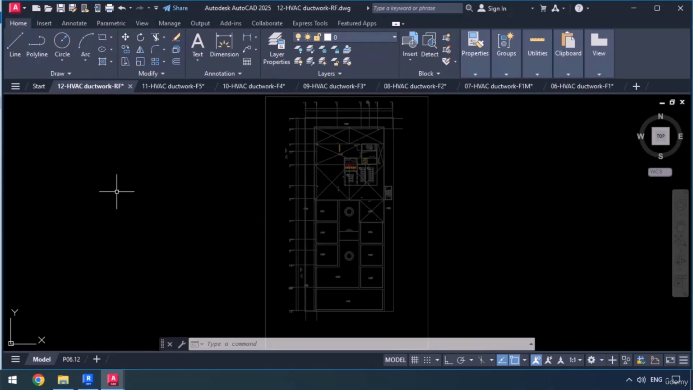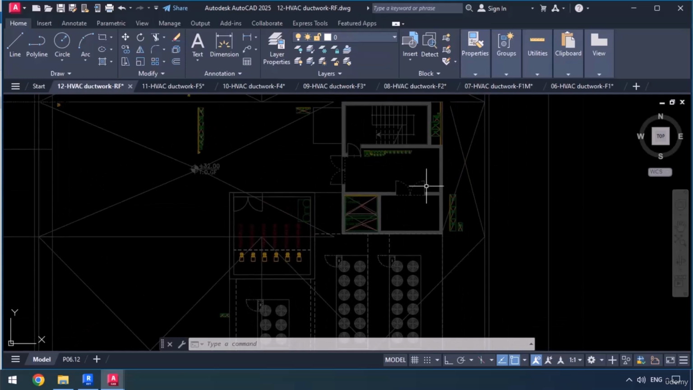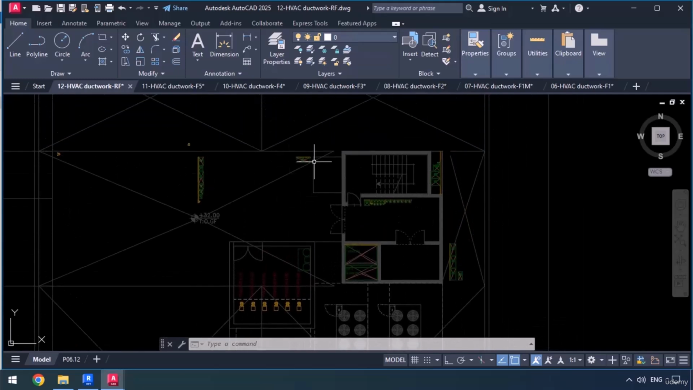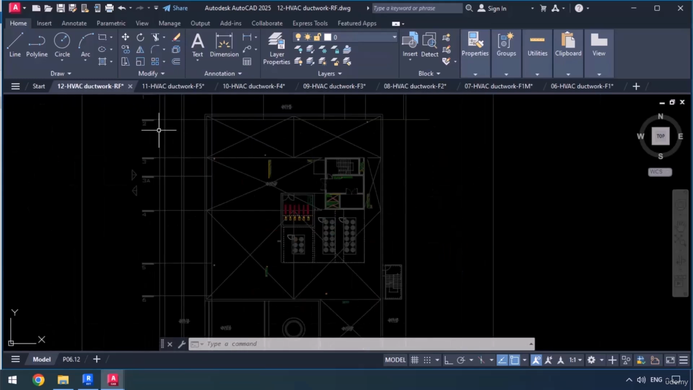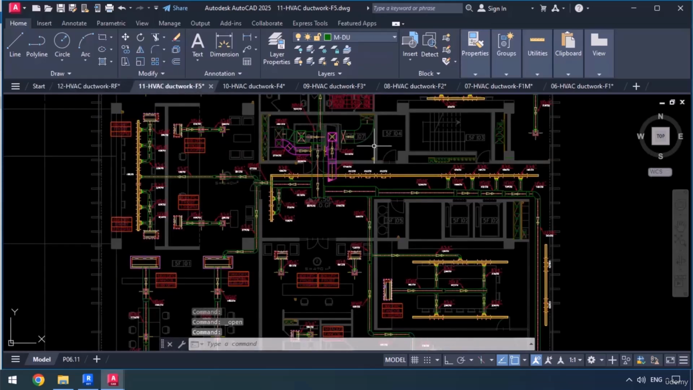So right now, we are in the roof plan. And if we take a look, we can see that there aren't any ducts, neither is there any equipment. There's just a few ducts over here near the risers, which are actually for the exhaust. So we're going to have to check them in the exhaust plans. So now we're going to head to the lower level, which is the 5th floor.